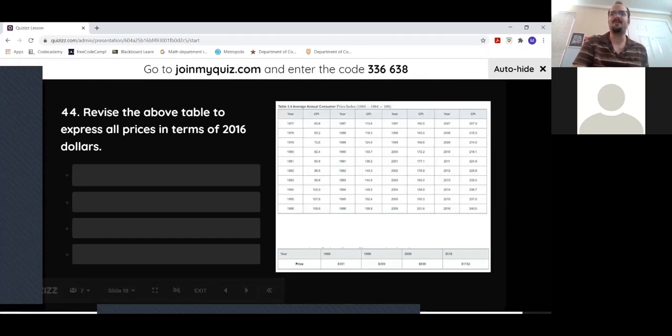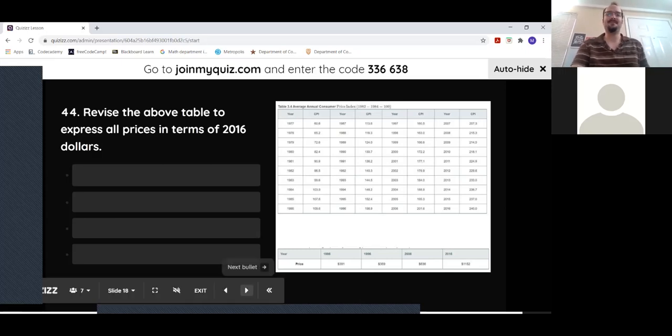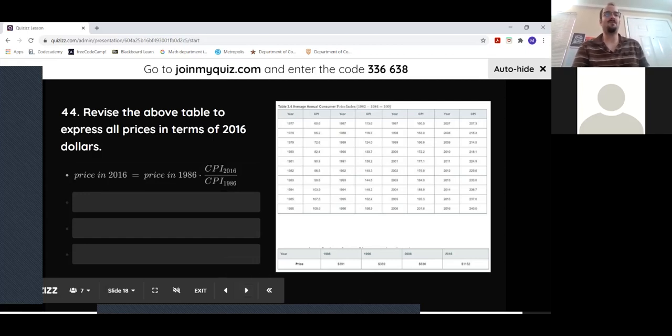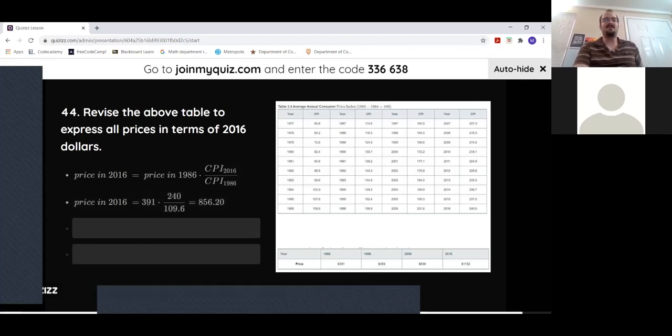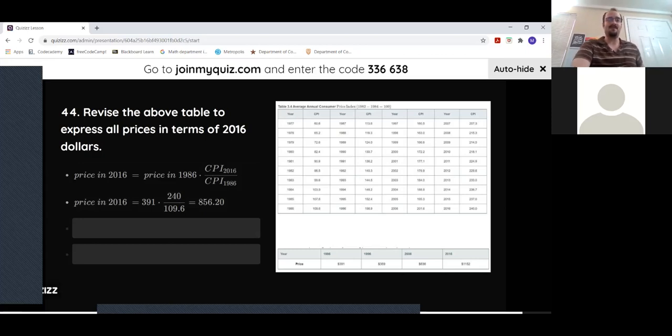Okay, so let's do this step by step, day by day. If we want to find the price in 2016, we take the price in 1986 and we got to multiply it by this fraction. So the CPI in 2016 goes on top. The CPI in 1986 goes on bottom. So if we want to figure out what $391 is in 2016 dollars, I think I'm getting $856.20 for my first one.